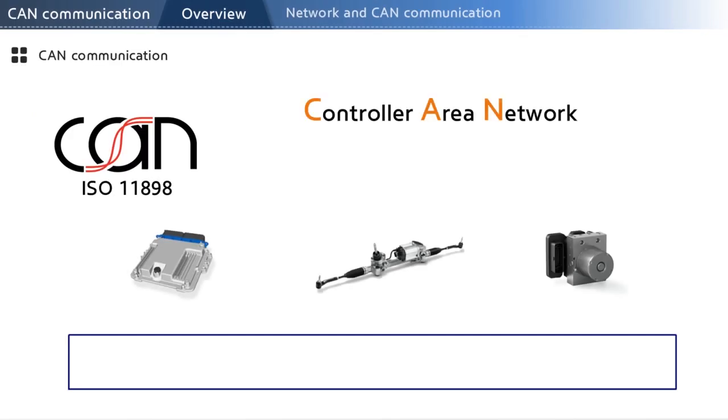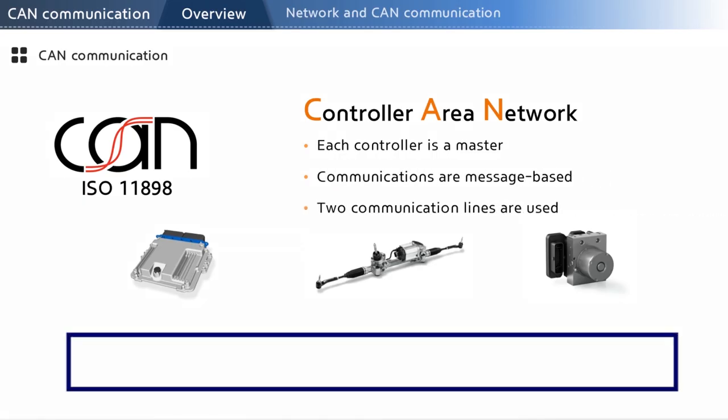CAN communication, the most representative vehicle network, stands for Controller Area Network. Unlike LIN communication, every controller in this network works as a master, sharing the two bus line wires. The controller connection is also based on two wires.